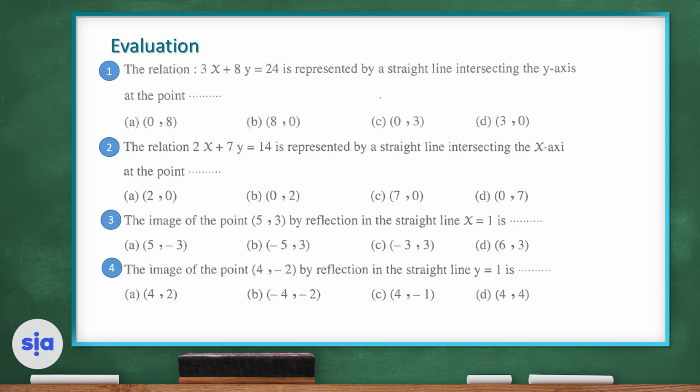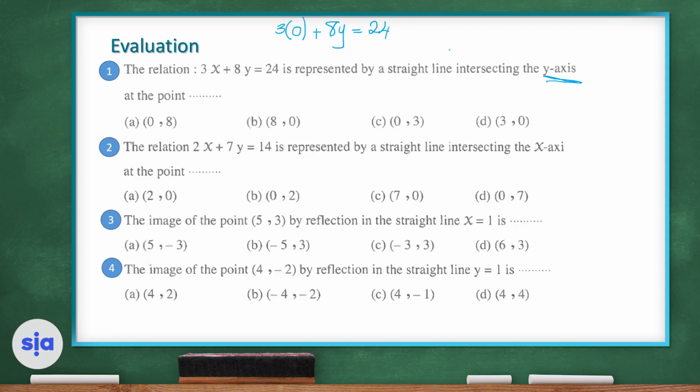When we say intersecting the y-axis, this means that we're going to put x equals 0. So we put x equals 0 and we find the value of y. Very simple, very easy. Intersecting the y-axis, we find y. Intersecting the x-axis, we find x. And the other axis, we put it equals 0.